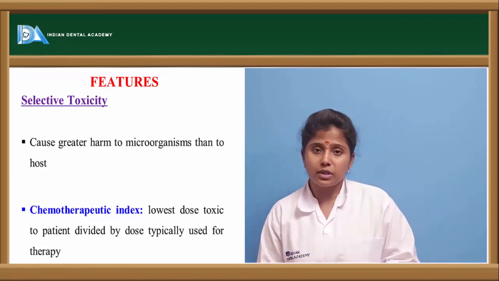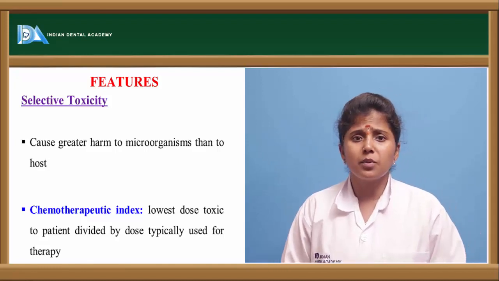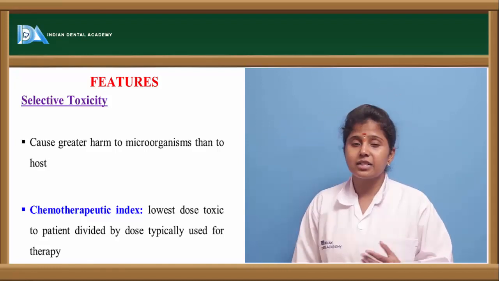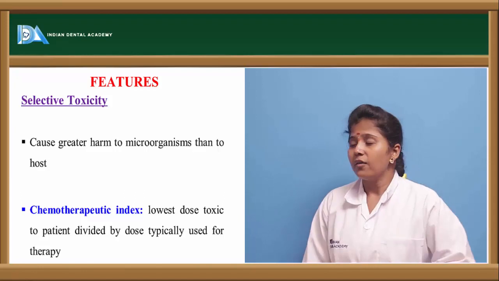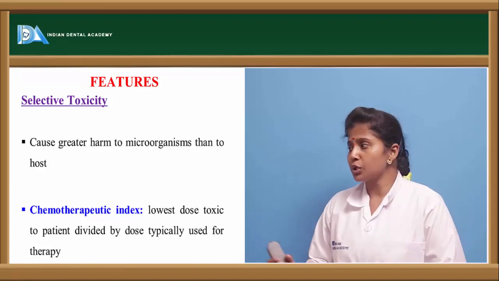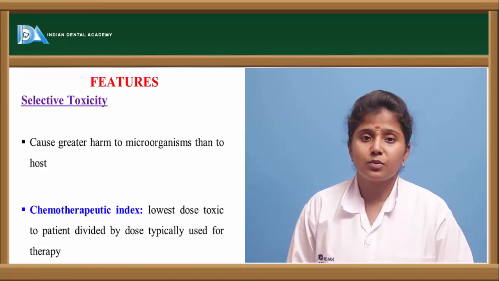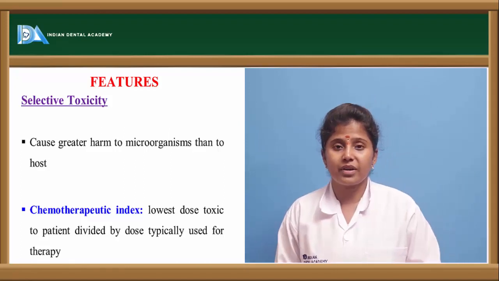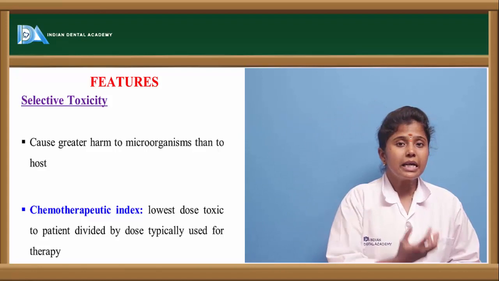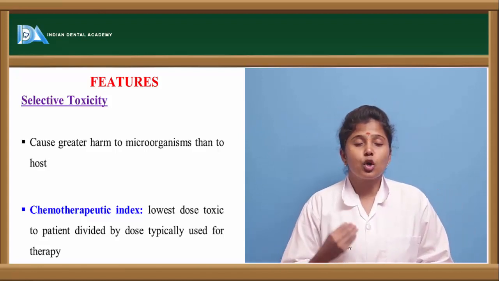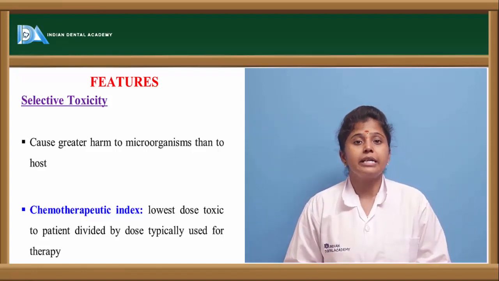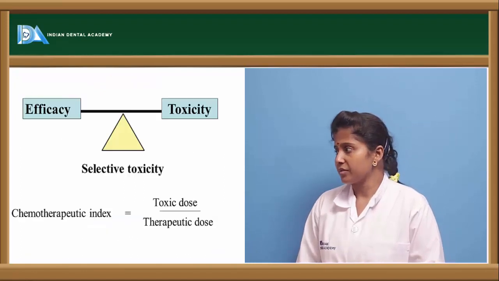Here is the chemotherapeutic index. The chemotherapeutic index is a measure where the lowest dose toxic to the patient is divided by the dose which is typically used for therapeutic effect. So if we are taking that medication, it should cause more therapeutic effect than toxic effect.